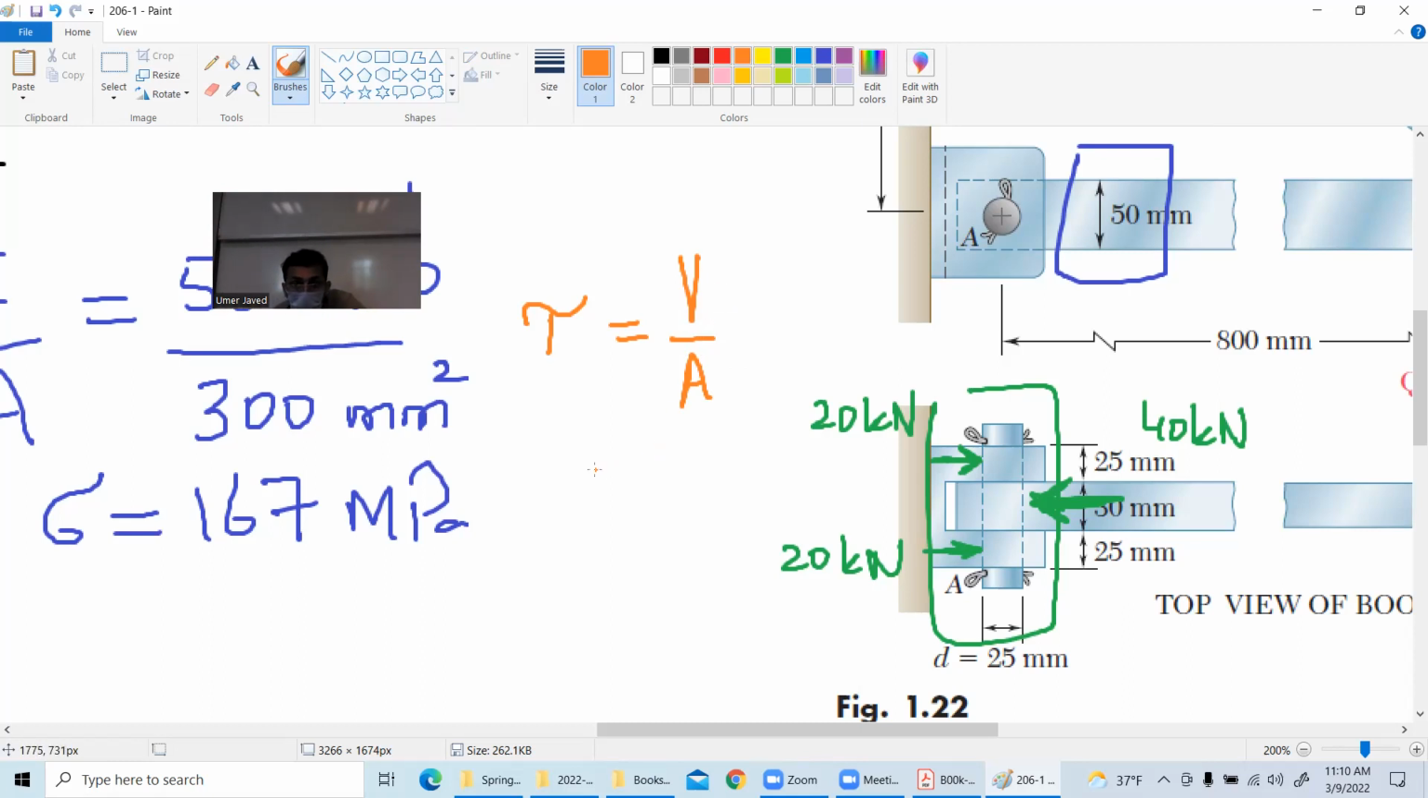Now, V is for shear force, but if someone had used F here, there is nothing wrong with it. But here comes the most important question of the class. You tell me the value of this V and the value of the area. Think about it. What V should I put? 40 or 20? 40? Okay, let's put a 40. But now you have to tell me the area. Give me the area of the pin quickly. Not in the number, just give me pi d square over 4.